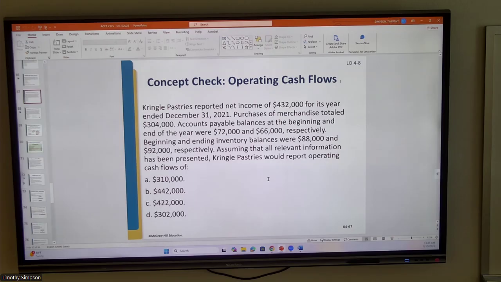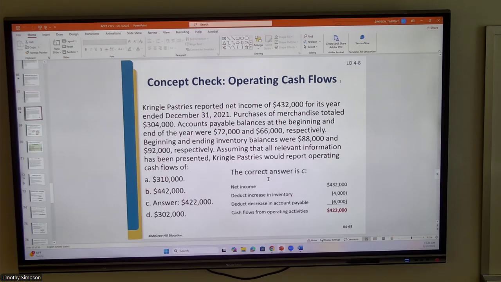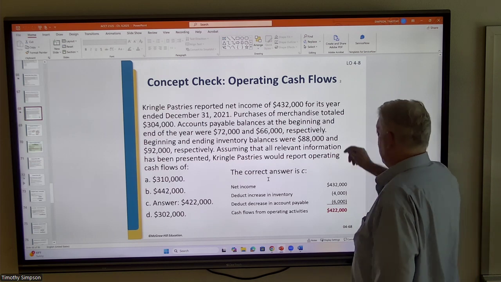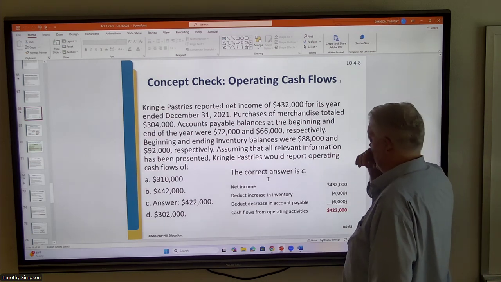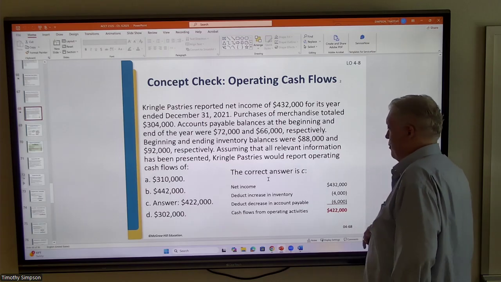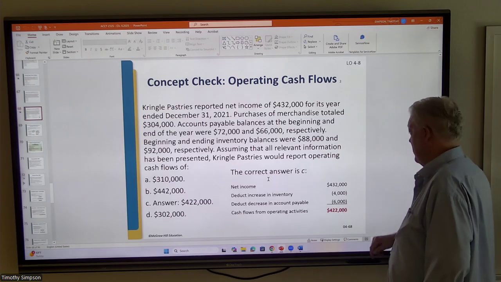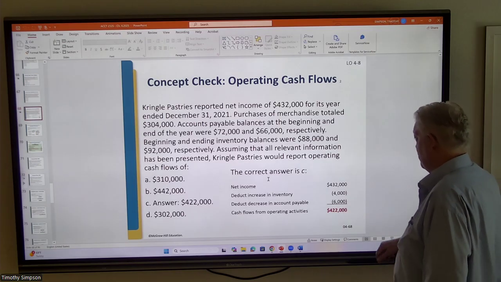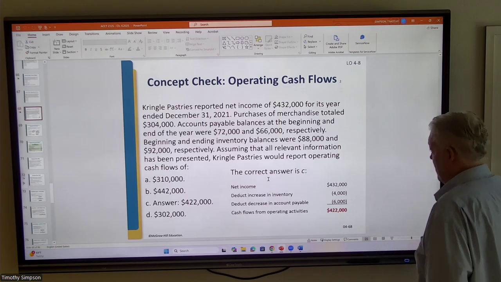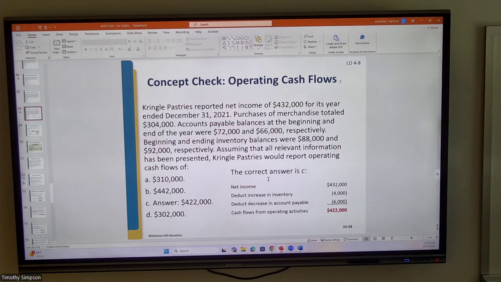Okay, well, this is a little bit tricky, but let's take it one step at a time. We're going to take net income to begin with, which is 432,000, and we're going to take out the increase in inventory because it's a reduction in the cash figure here, right? Okay, so the inventory change, and then we're going to decrease for the decrease in accounts payable, which is also going to be 6,000. So as a result, the cash flows from operating activities is going to be 422,000.